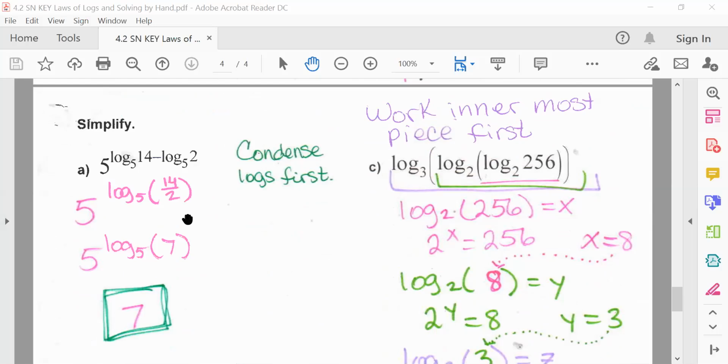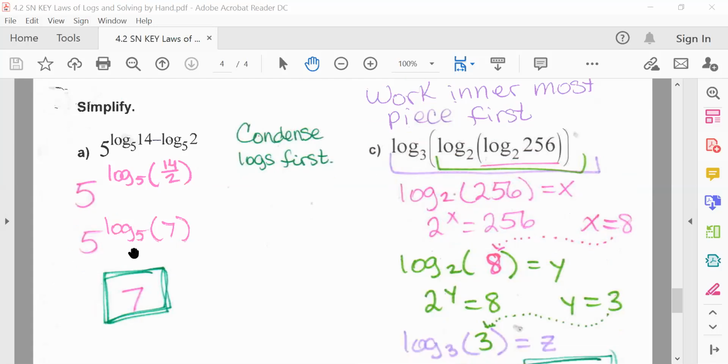So we have two individual logs being subtracted. We want to condense those into a single log. So log base 5 of 14 minus log base 5 of 2 condenses to log base 5 of 14 over 2. 14 over 2 is 7. So we have log base 5 of 7 as our exponent. This was 5 to the power of log base 5 of 7.